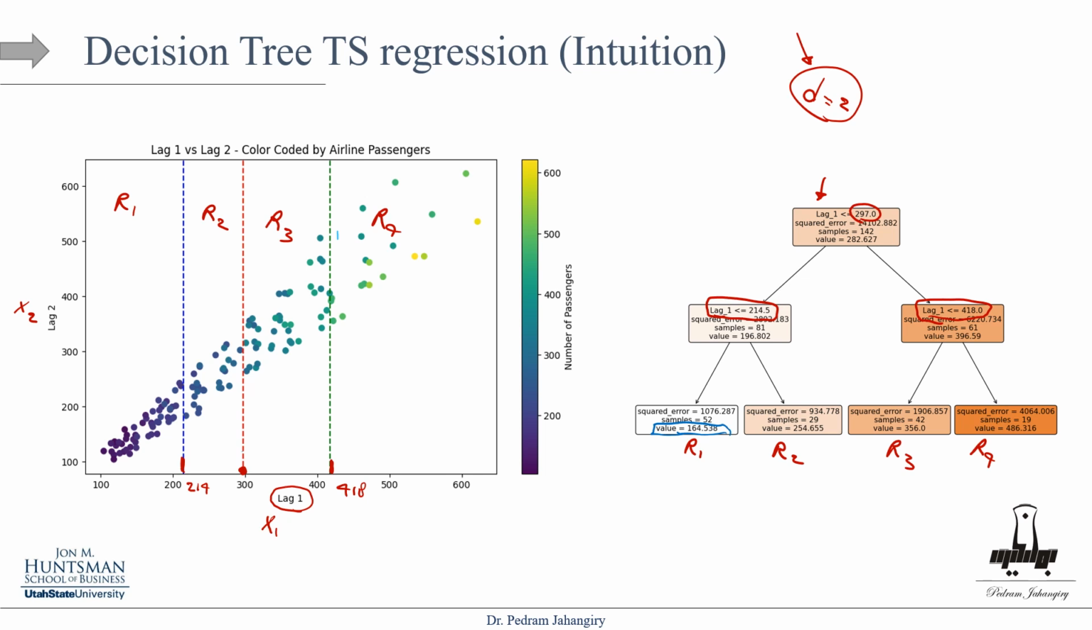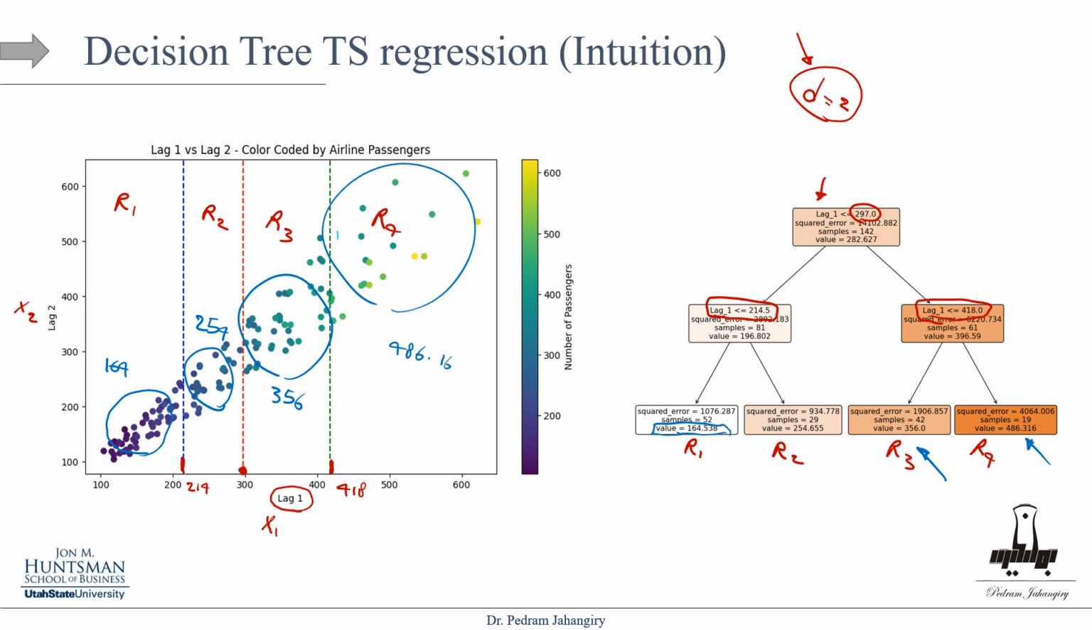So where's 164 coming from? If I take the average of these numbers, it is 164. If I take the average of these numbers, what is the answer? 254. The average of these numbers, this is your R3, 356. Hopefully you're following, right? Where I'm picking those numbers. And for R4, the average of these numbers is 486.